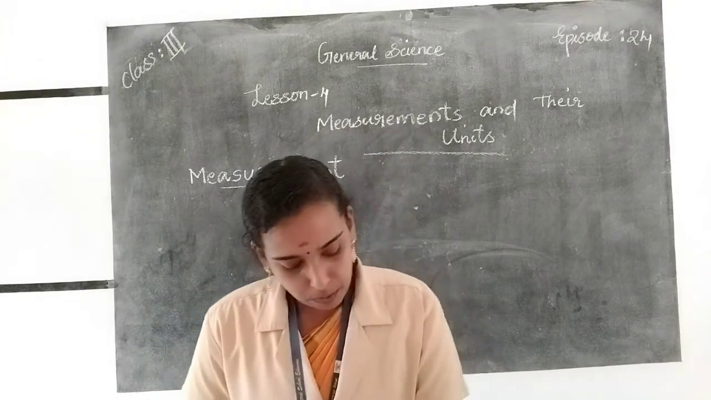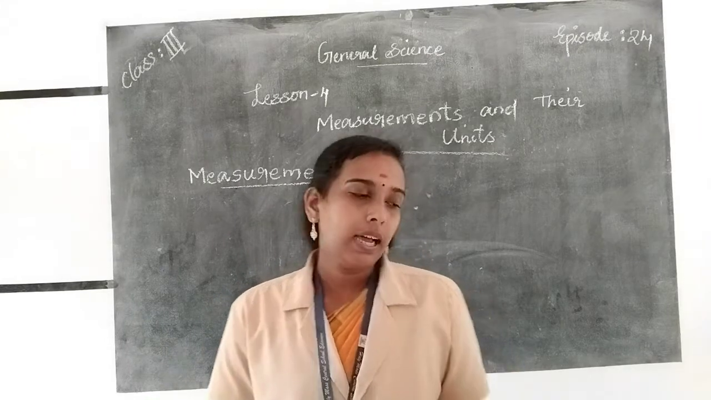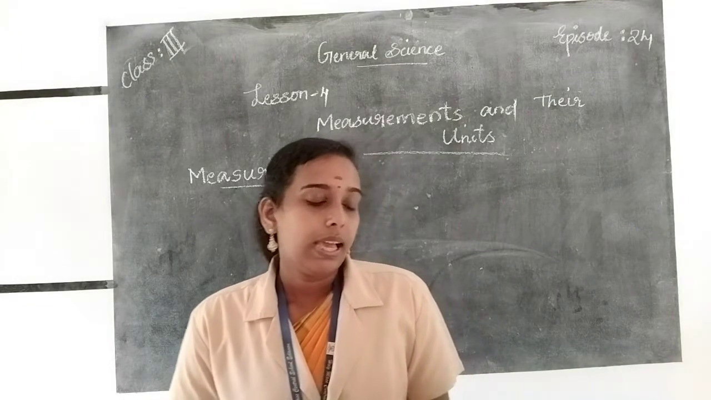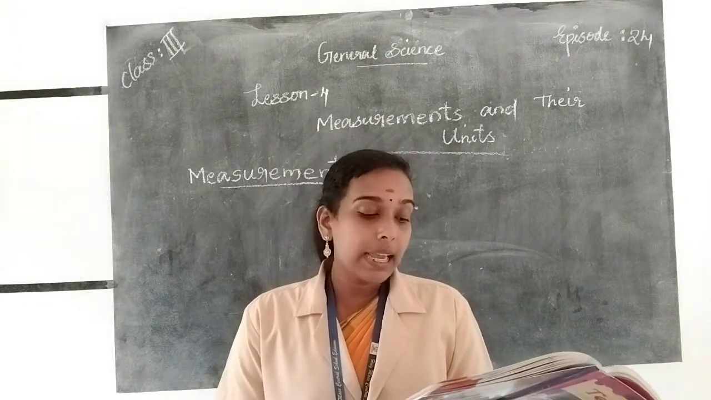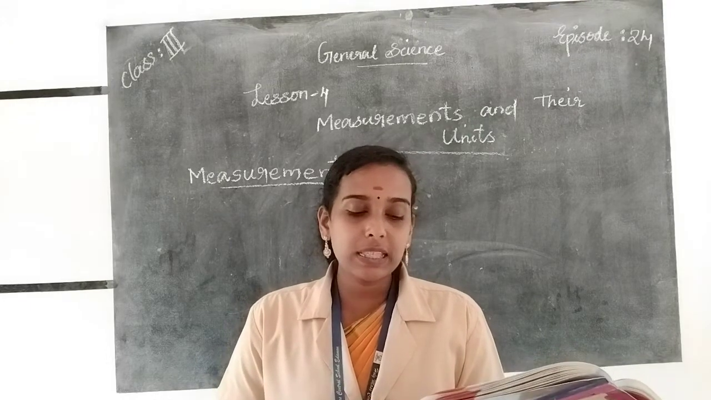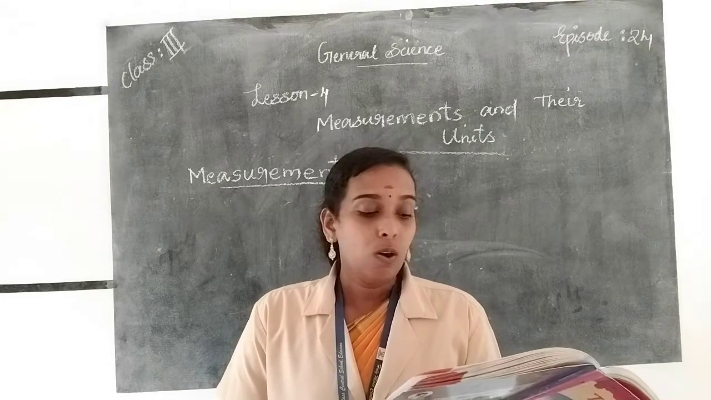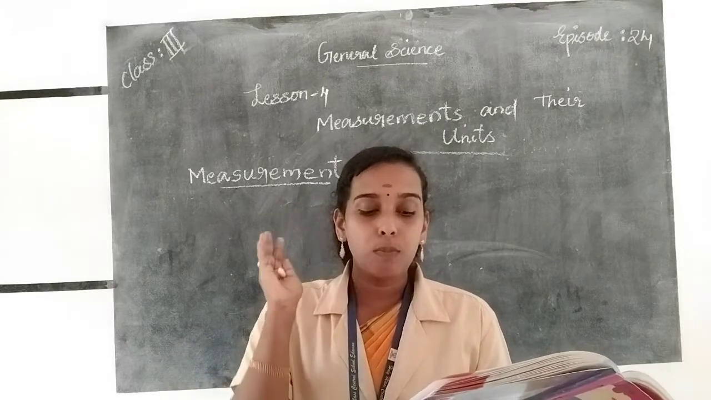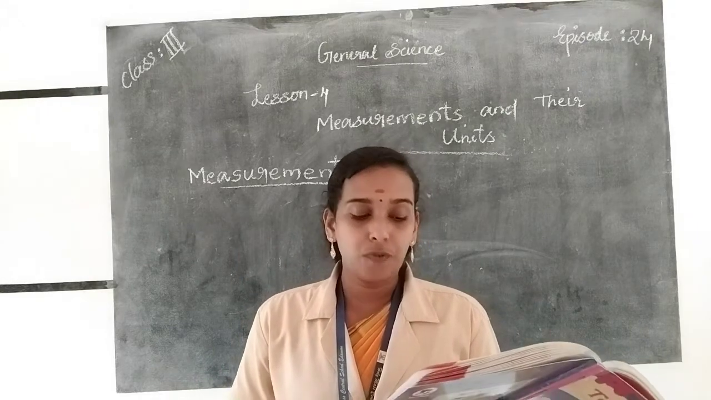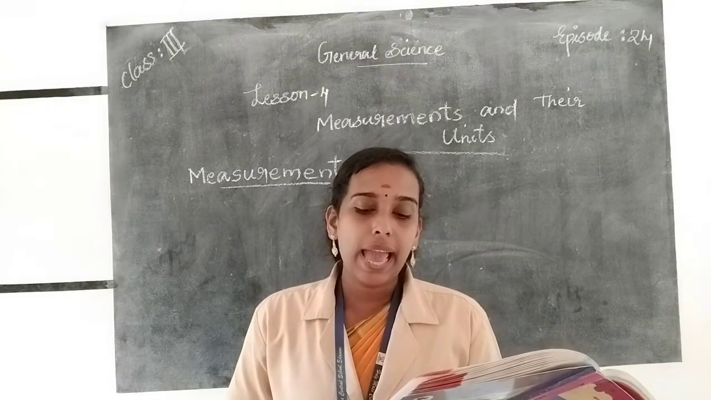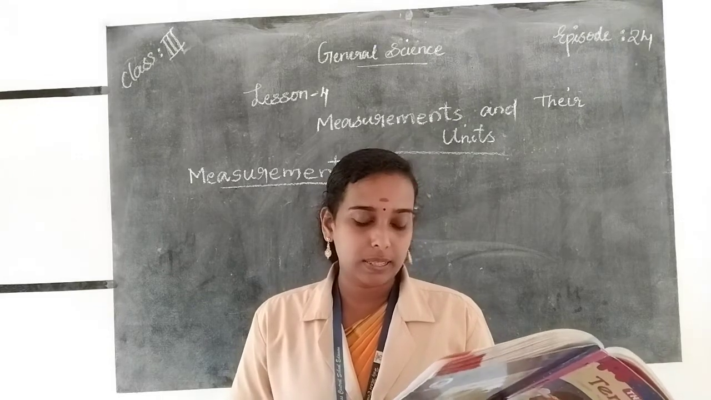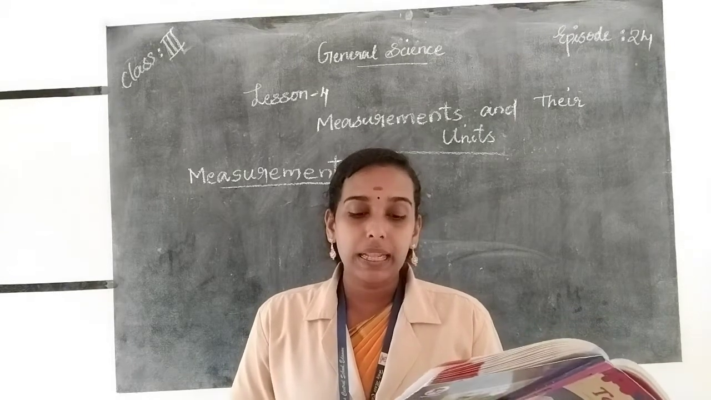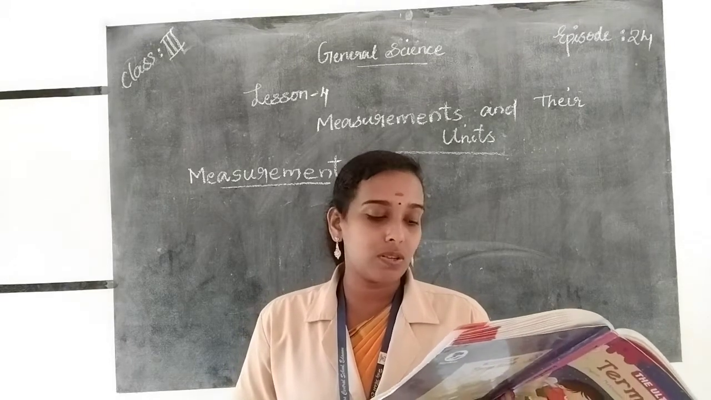So here, take the textbook, page number 125, length, and look at your textbook carefully. I will read the text. Length. In early times, when various means and instruments of measurement were not available, people used to use their body parts like their hand, foot, arm, and space to make measurements. These measurements are not very accurate, but they give us an estimate to start with.